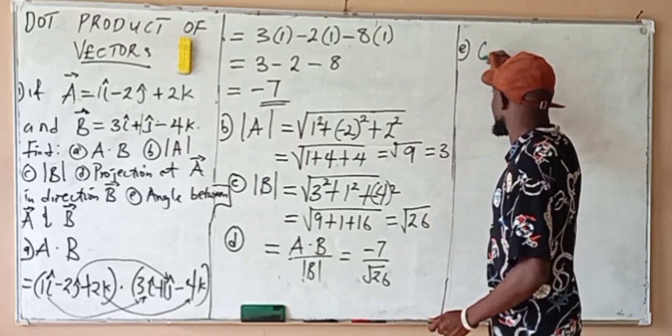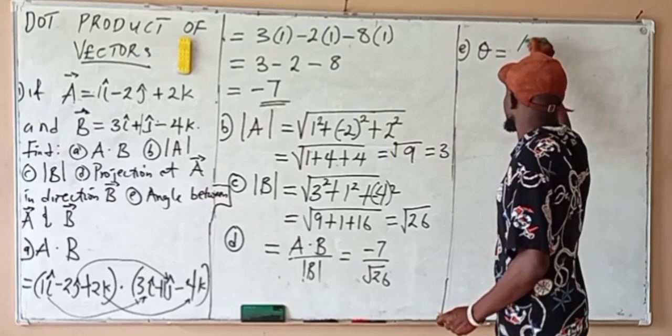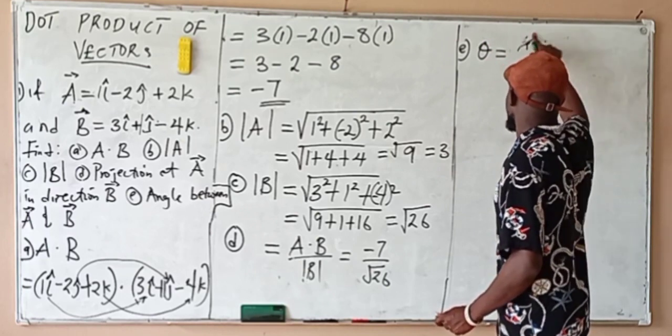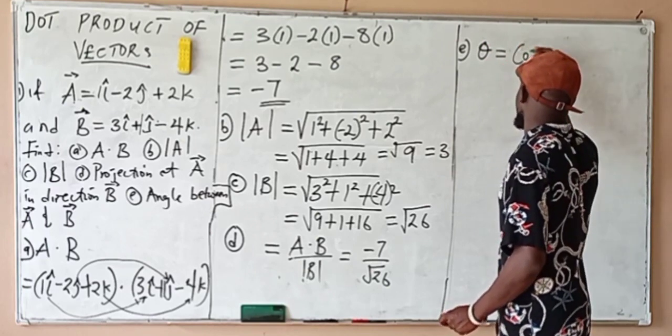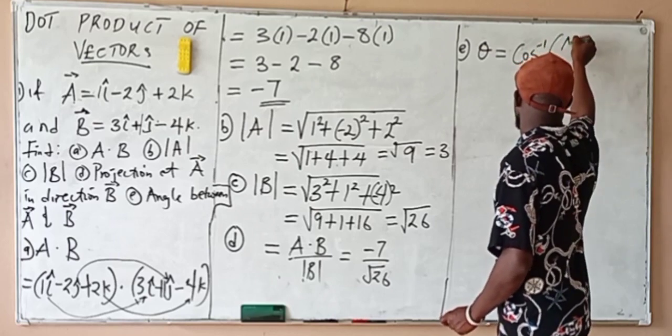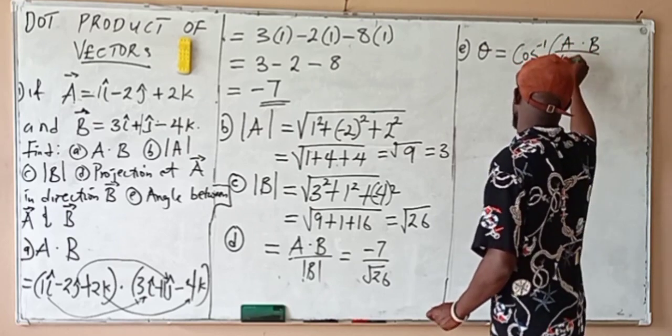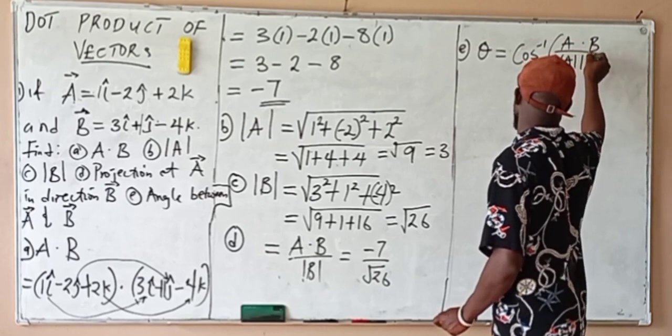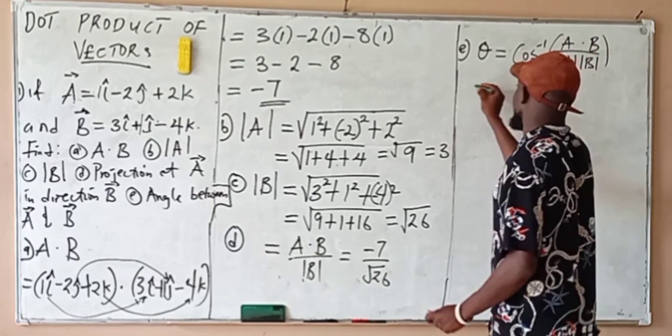The angle between two vectors: theta equals cos inverse of the dot product of the two, divided by the magnitude of the first one times the magnitude of the second one. This is how to find the angle between two vectors.